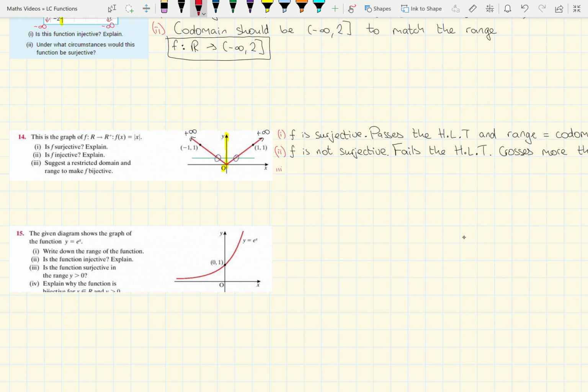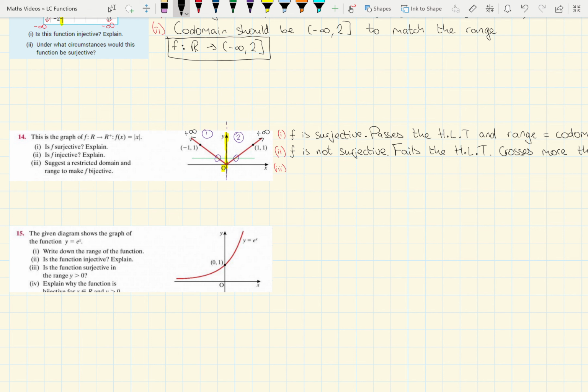In part 3, we've been asked to suggest a restricted domain and range to make f bijective. So essentially what we're going to do here is if we take our function, we need to make it injective and split it in half. If I just took the left hand side, we'll call it option 1, we would have an injective function there. And likewise, if I just took option 2, I'd also have an injective function. Anywhere I draw my horizontal line, it'll only intersect once.